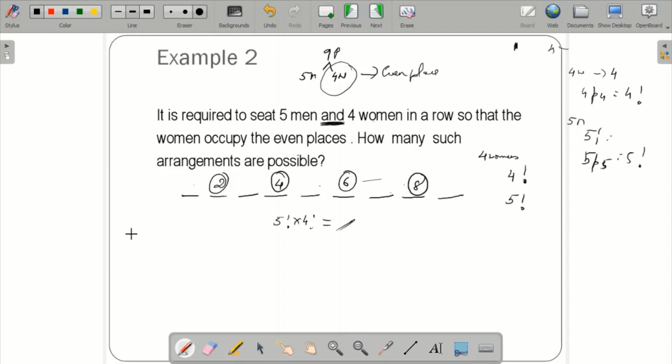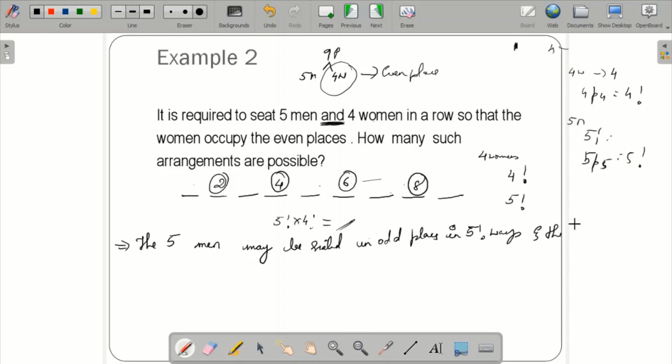So the answer is: the 5 men may be seated in odd places in 5 factorial ways.